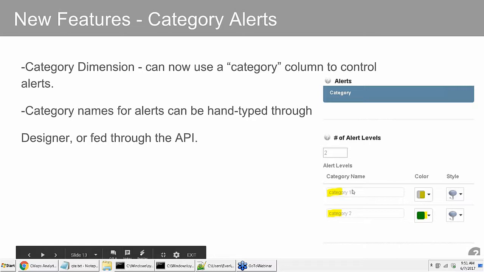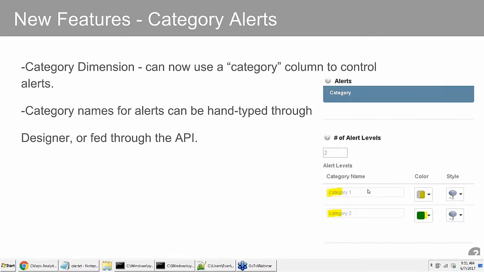So like I mentioned, if it's not acceptable to hand jam all of your categories in Designer at the same time, or if you don't know them ahead of time, you can feed them through the API, and we've made changes through our integrations to make this a seamless process, where you can include categories in your data and basically leverage these alerts dynamically.